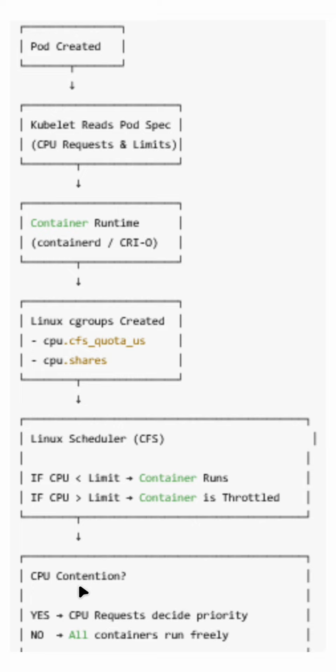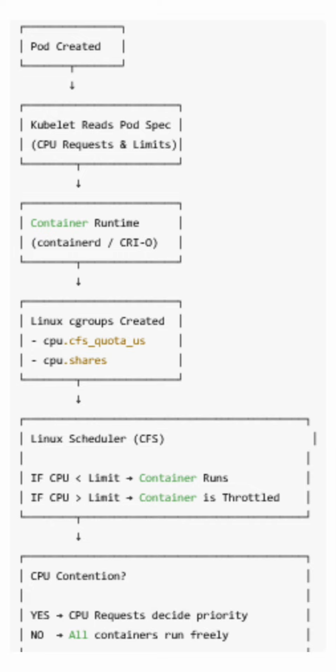Now let's see what is CPU contention. CPU contention means that multiple containers or processes want to use the CPU at the same time, but the CPU is not enough for all of them to run simultaneously. So this means that if the CPU contention is yes, the CPU request will decide the priority.